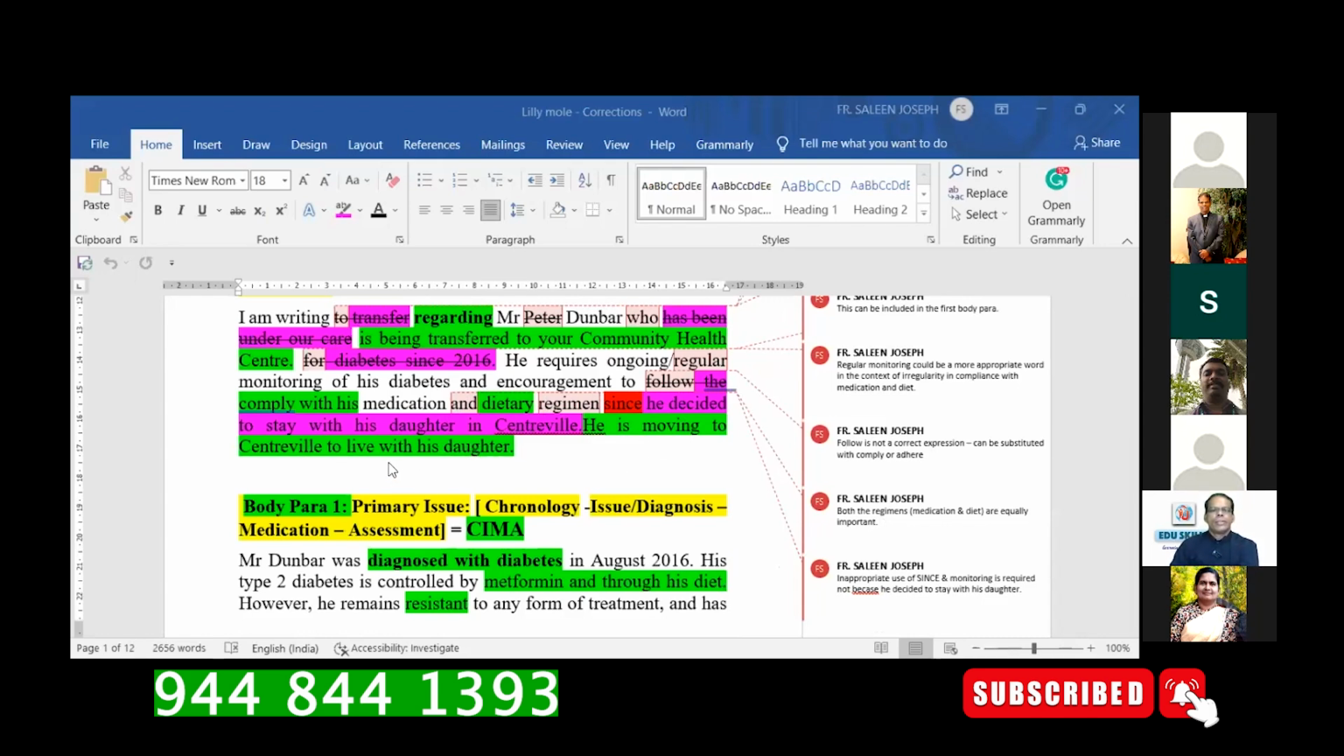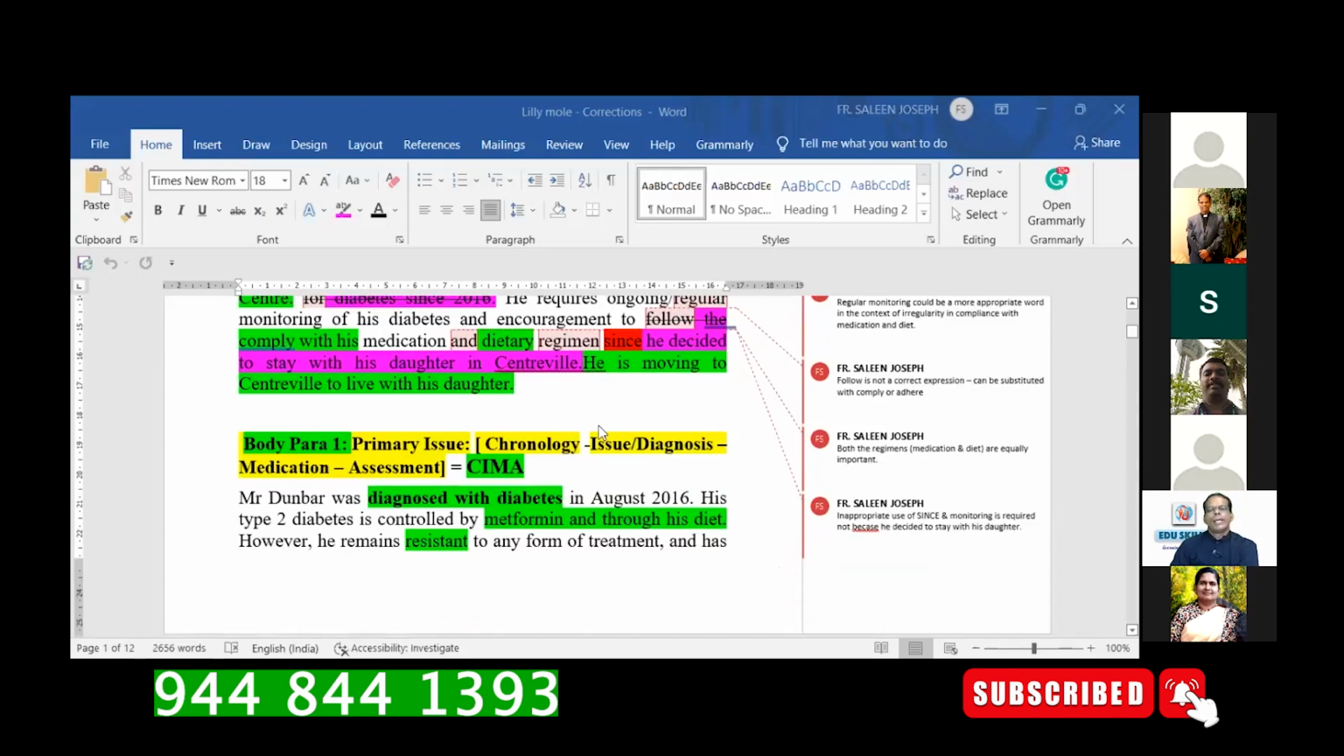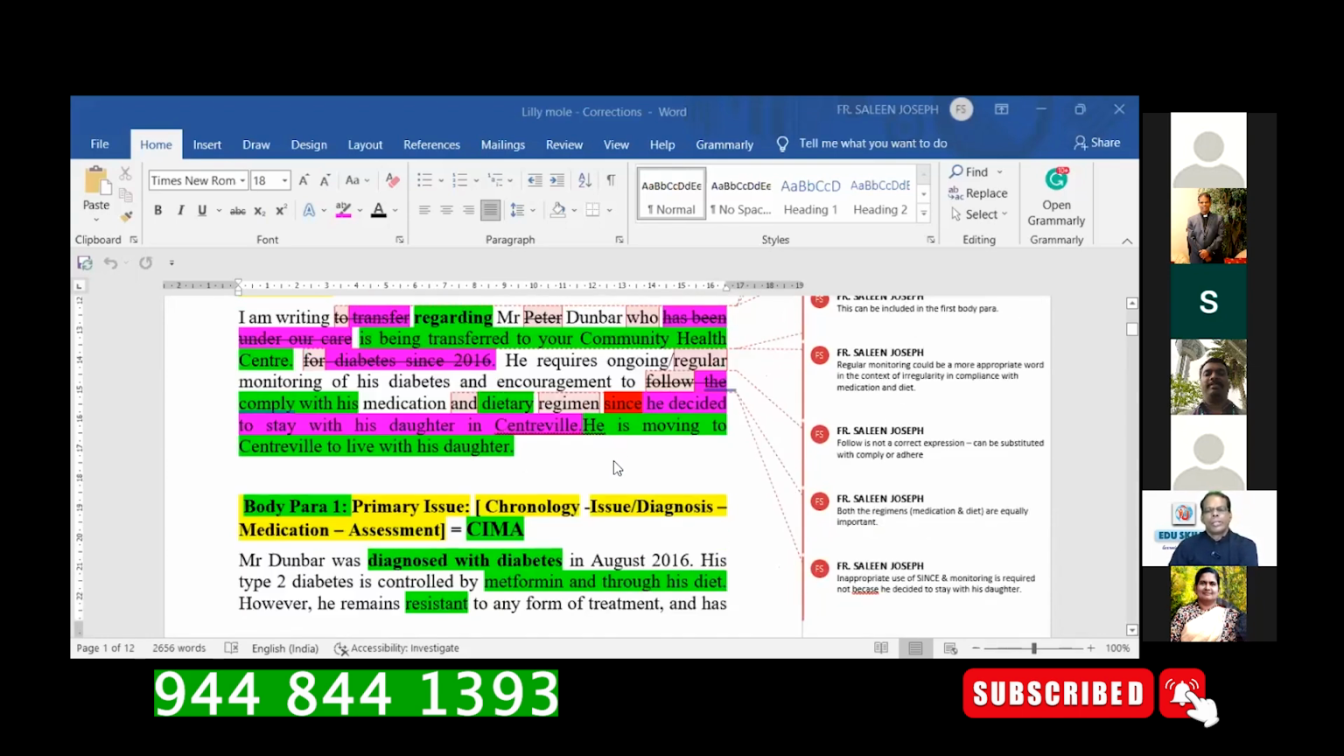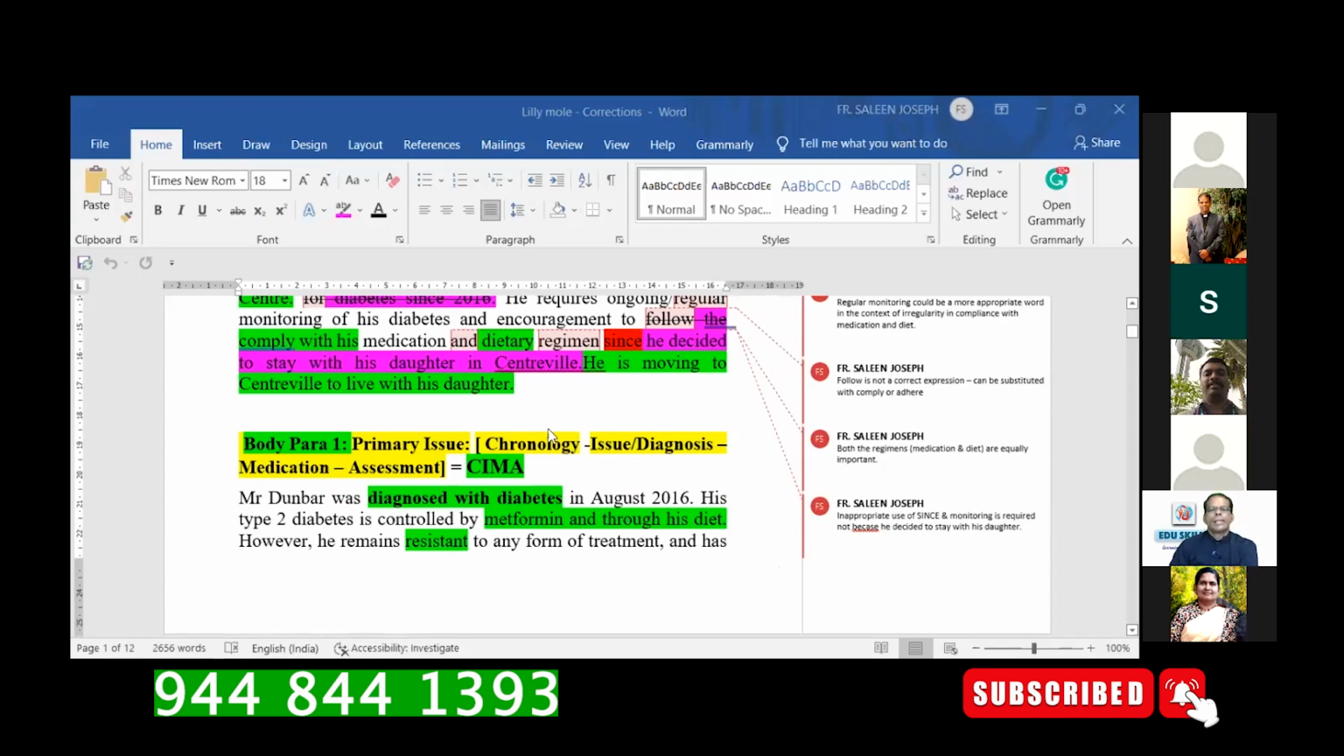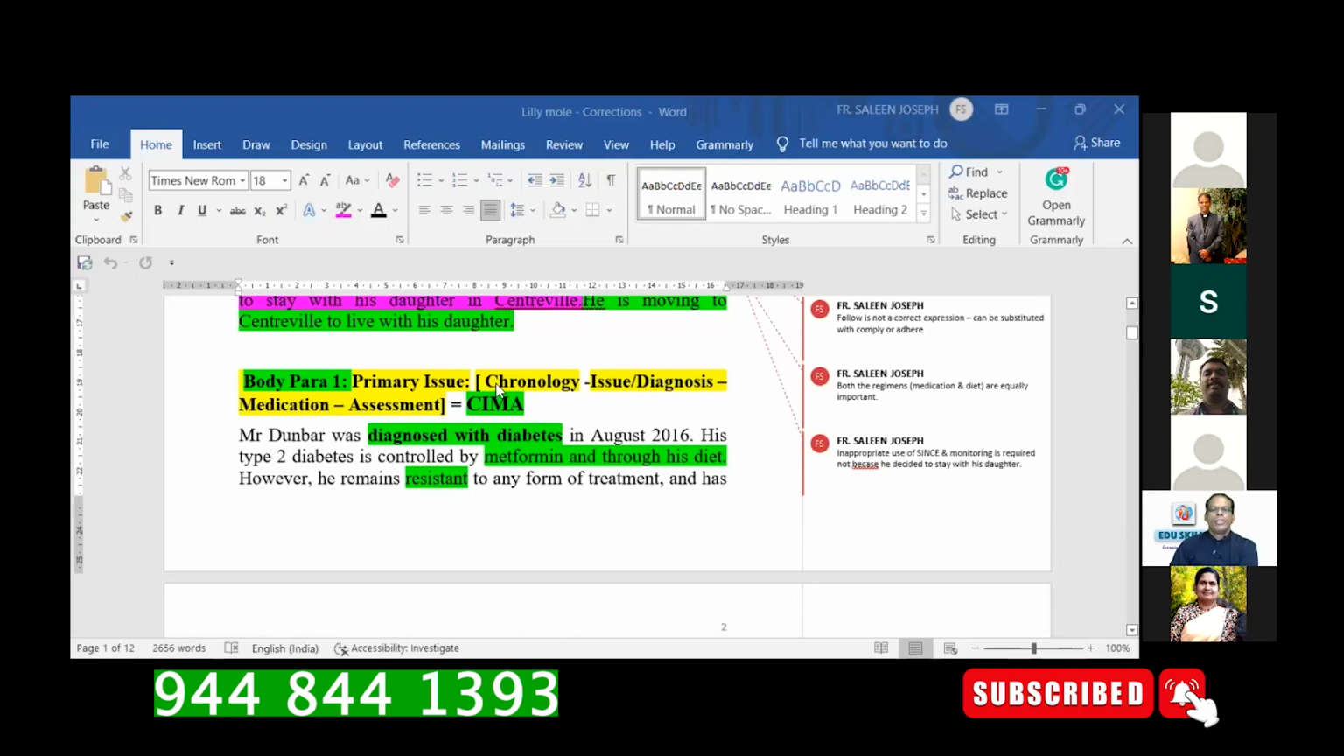He is moving to Centerville to live with his daughter. If need be, as a last small sentence, you can put it in the purpose. But if it is not that essential, you can mention it in the last paragraph as well. Okay, body paragraph, primary issue.